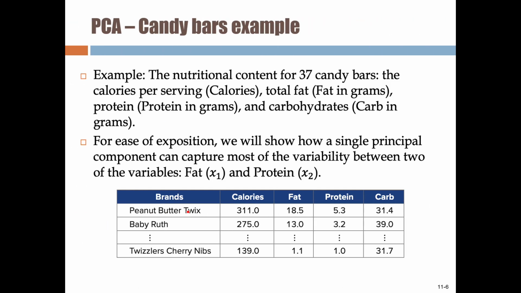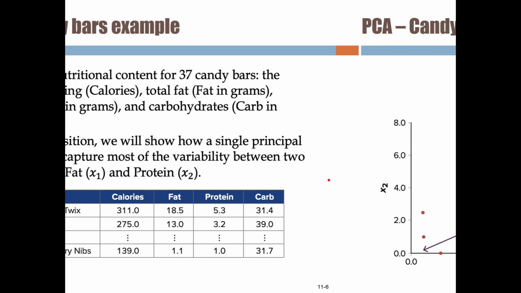So let's take a look at an example. This data contains 37 candy bars. They are different types of candy bars, and it has calories, fat, protein, carbs, and so on. We will show how a single principal component can capture most of the variability between two variables, fat and protein. Let's look at fat and protein only, because handling four variables would require drawing a 4-dimensional chart, which would be hard.